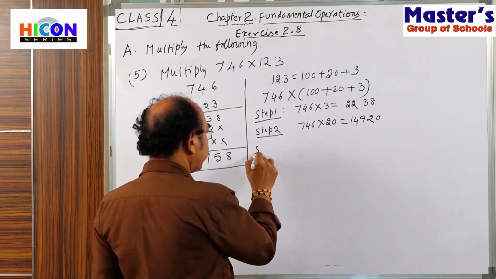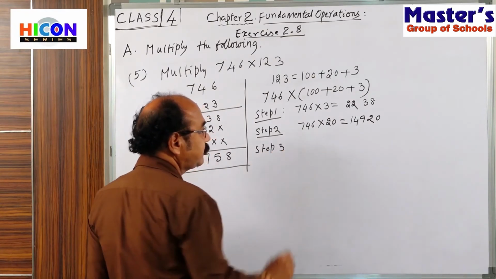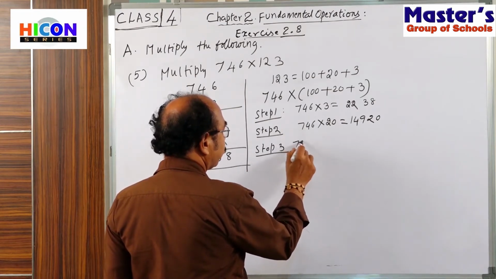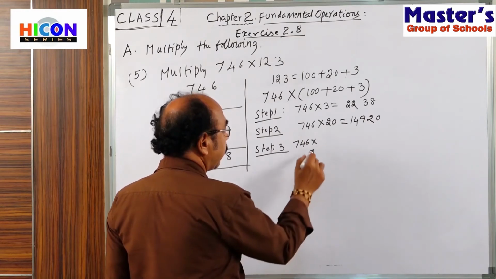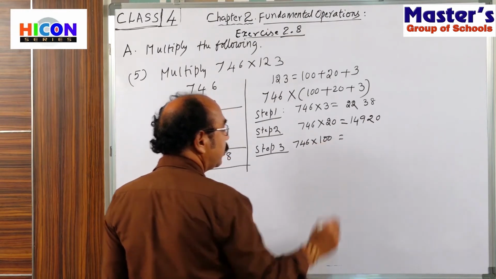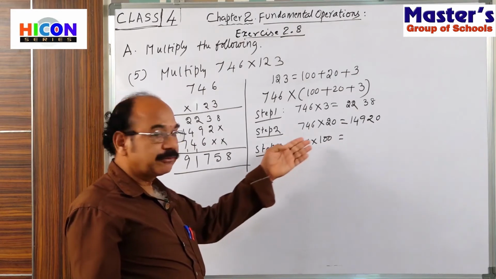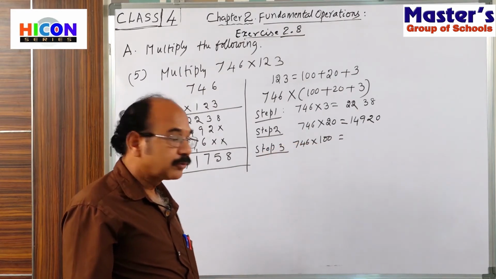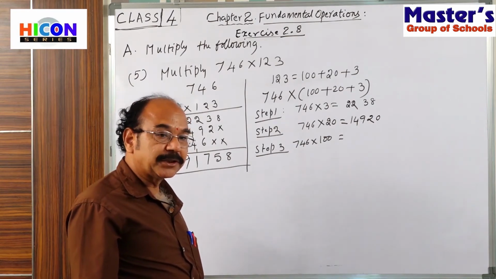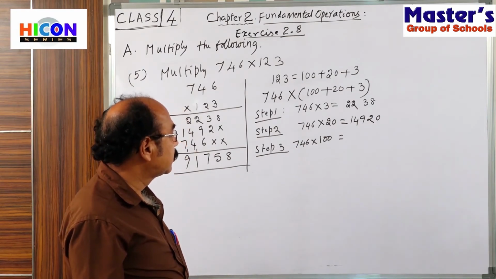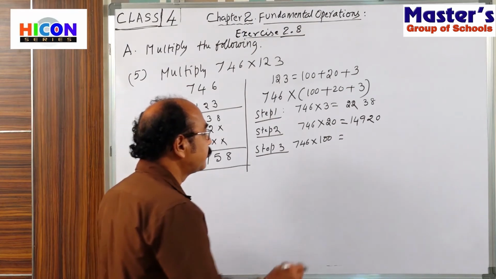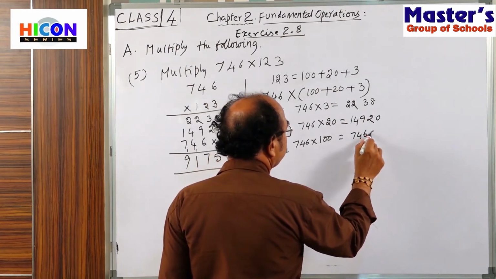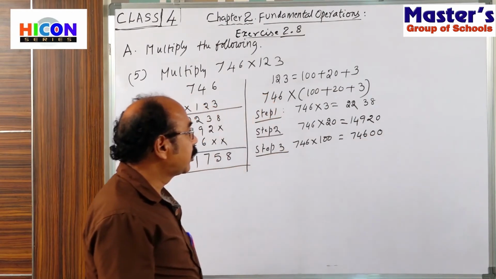In step 3, multiply 746 with 100. Multiplication with 100 means easy. Simply we keep 2 zeros to the right side of that number. So 746, last 2 zeros keep. Okay, children.